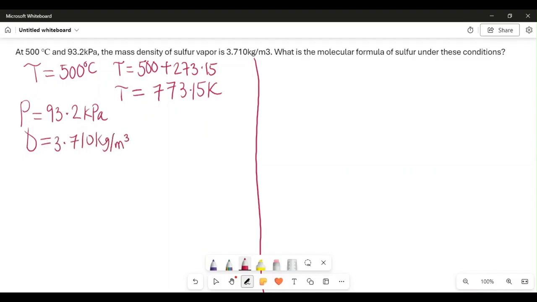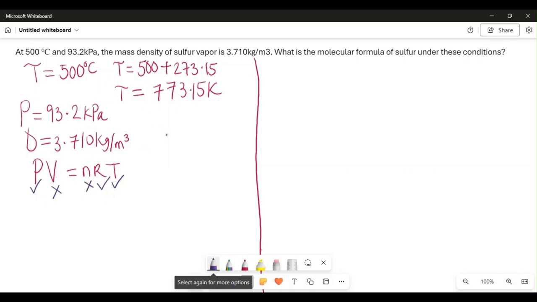We're now asked to find the molecular formula of sulfur under these conditions. The first thing we have to remember is that this question takes the form of a perfect gas. Hence, we're going to use the perfect gas equation PV equals nRT. From this, you can see that we've been given the pressure and the temperature, but we've not been given the volume, neither have we been given the number of moles. But we also know the gas constant, because since it's a constant, we always know the value.